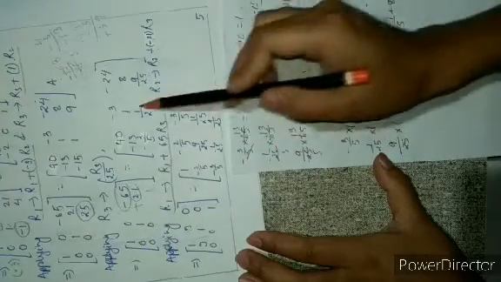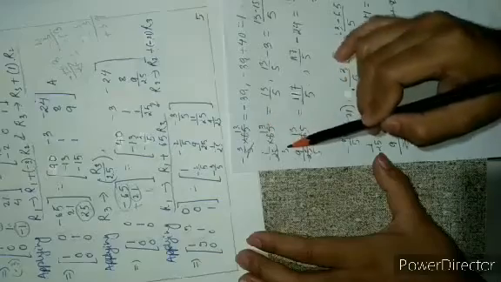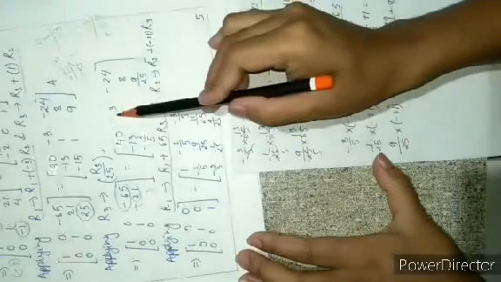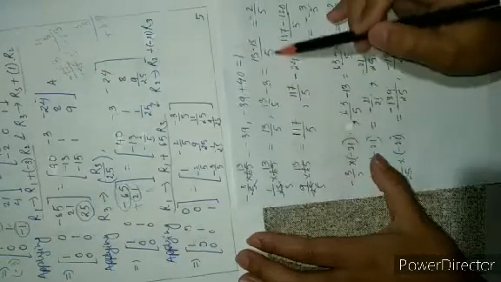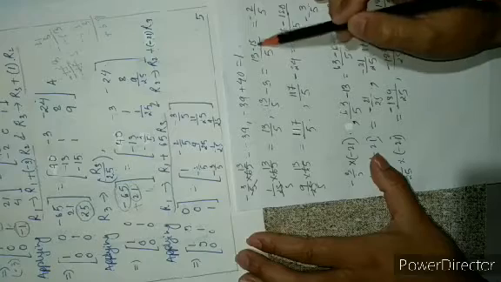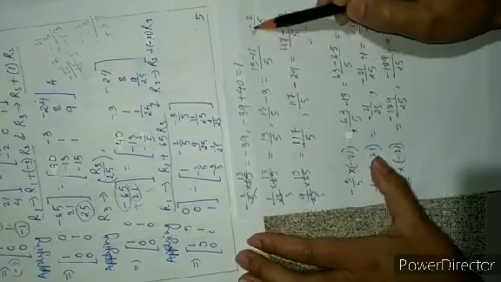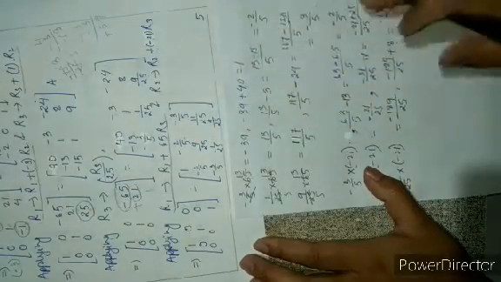1 by 25, the second element, multiplied by 65, we get 13 divided by 5. This 13 by 5 should be added to minus 3, so we get 13 by 5 minus 3. The LCM is 5. 13 minus 5 into 3 is 15, and we get minus 2 divided by 5. So the element is minus 2 by 5.